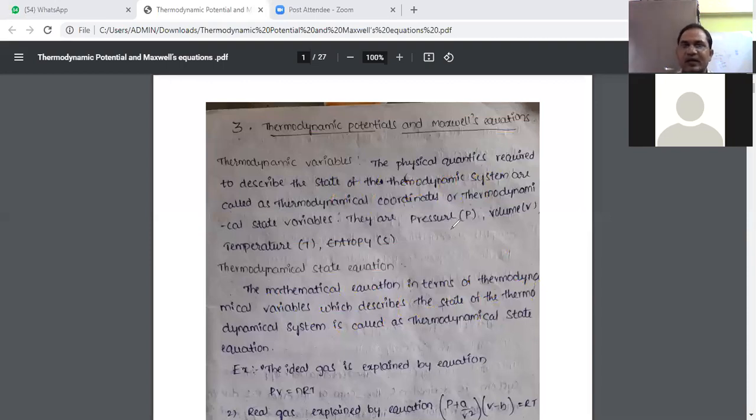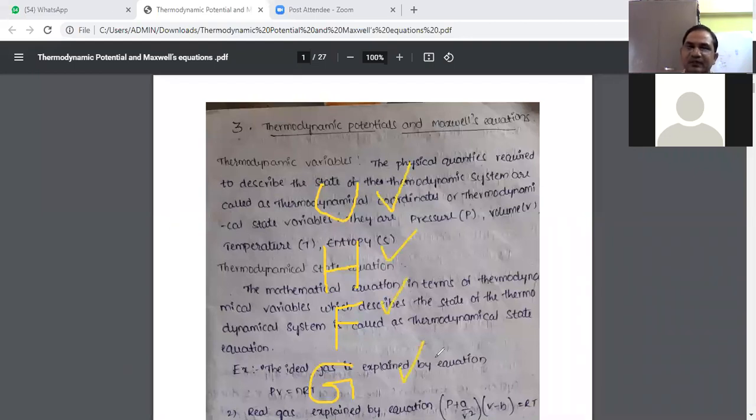Now, what are the thermodynamic potentials? Thermodynamic variables are different from thermodynamic potentials. Thermodynamic potentials are four physical quantities. One is internal energy, denoted with the capital letter U. Enthalpy, denoted with the letter H. Free Helmholtz energy, denoted with the capital letter F. And the Gibbs free energy, denoted by the capital letter G. Internal energy, enthalpy, free Helmholtz energy, and Gibbs free energy.